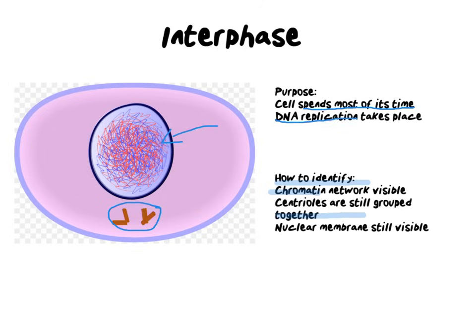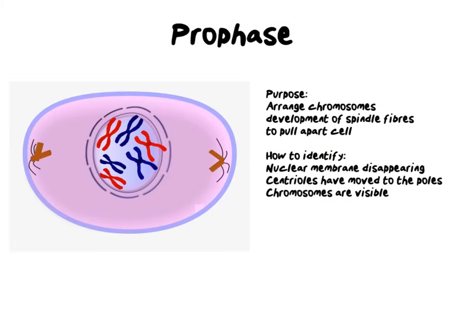That's really important because once the nuclear membrane starts to dissolve and disappear, we can safely say that we have started mitosis. So to start, the first official phase of mitosis is prophase.